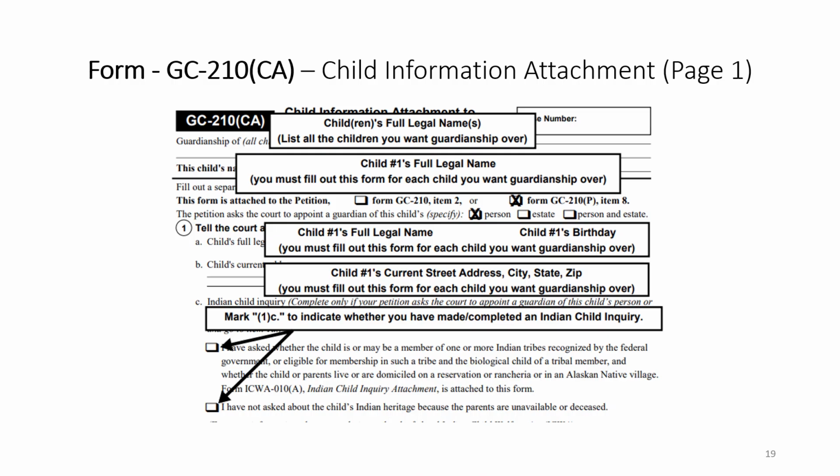In Item 1A and B, fill out the child's first, middle, and last name, their birth date, and their address. If you are not able to make this inquiry into the child's possible Native American ancestry due to the child's parents being unavailable or deceased, then you will check the second box in Item 1C.